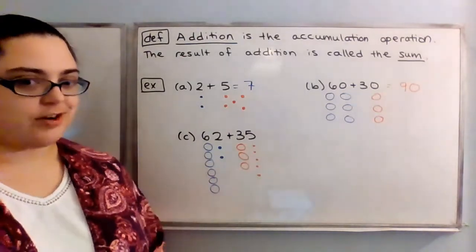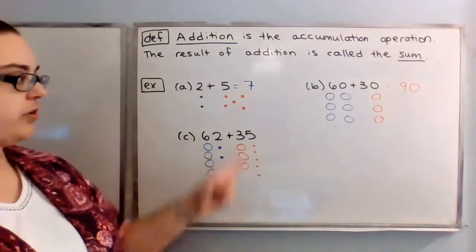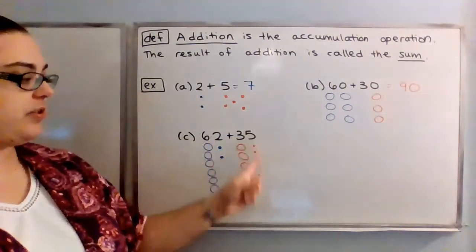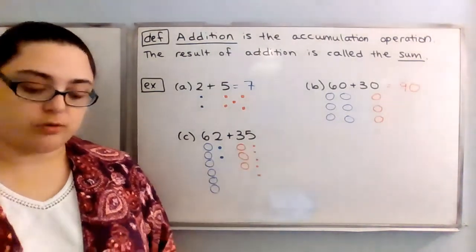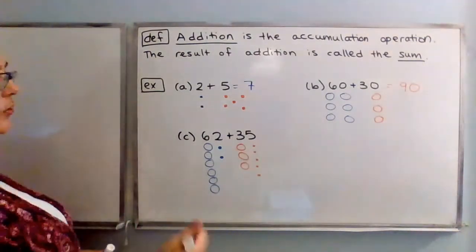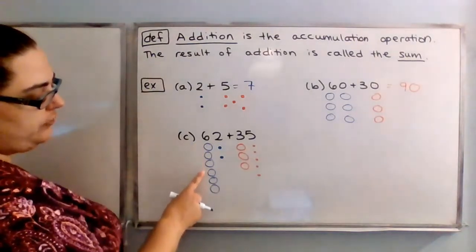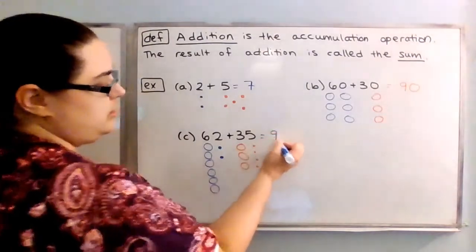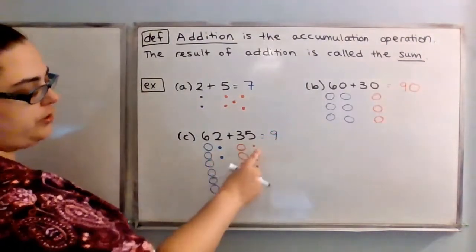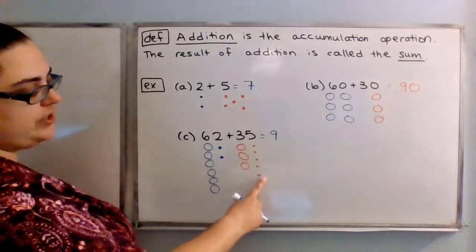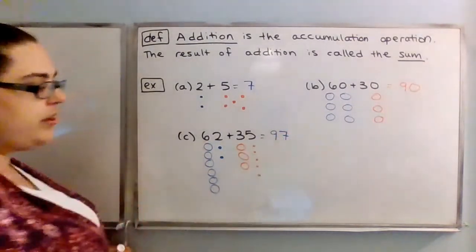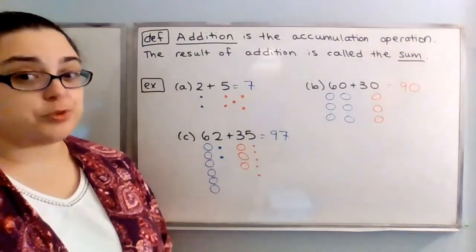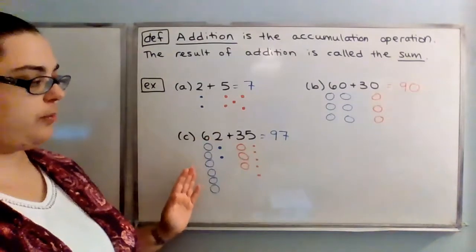To get my answer, I can count up how many circles there were total, and that'll tell me the answer in the tens place. And then I can count up the dots total, and that'll tell me the answer in the ones place. So let's see what we get. We would get 1, 2, 3, 4, 5, 6, 7, 8, 9 circles. And then we have 1, 2, 3, 4, 5, 6, 7 dots. So we would end up with 97. This is one way that you can visualize addition of larger numbers.